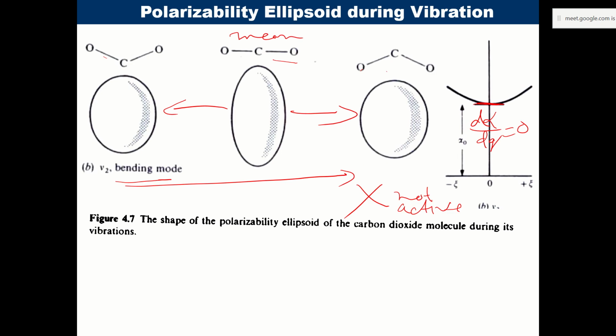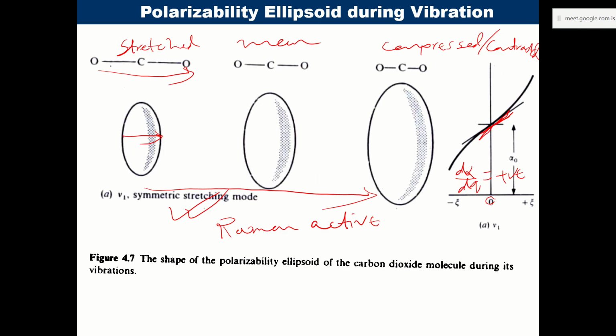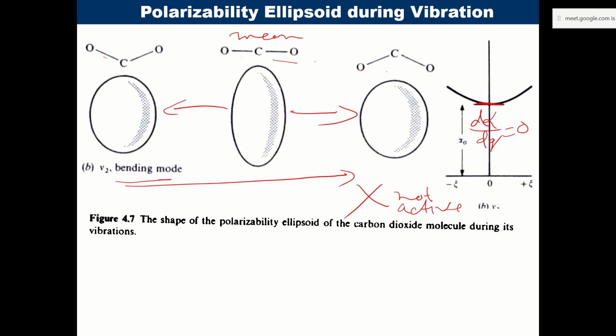You can understand by looking at the shape. Why was the first one active? Because the change on this side is different from the change on that side. Left side and right side, it is not an equal change. So this was active when you plot. That means when you take the difference of coordinates and the polarizability change, it is different for the stretched and compressed condition. In this one, the change was similar on the left and right side at the two extremes.